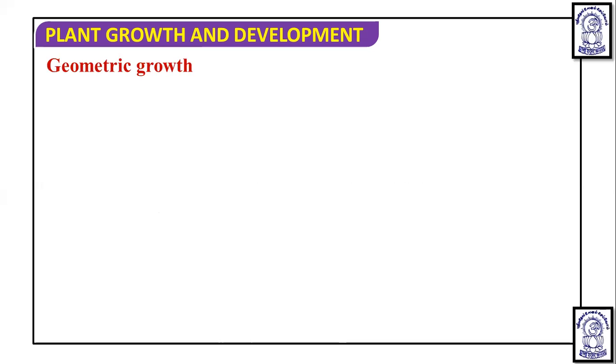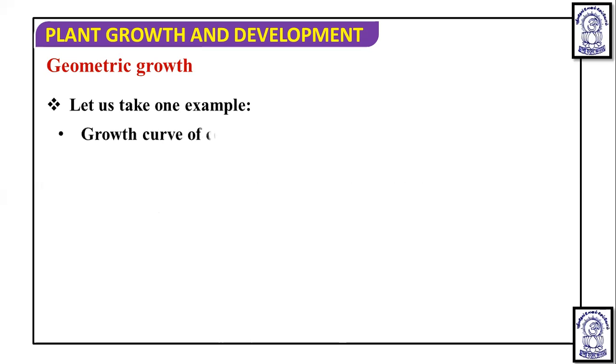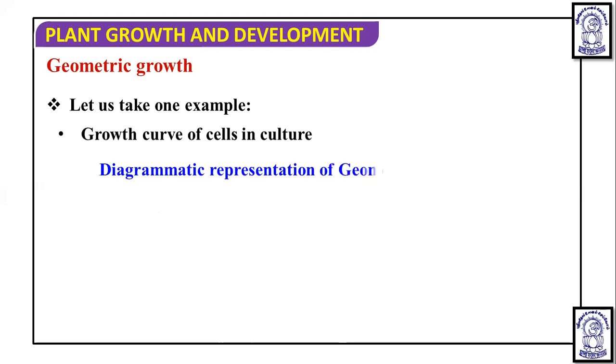Another type of growth is geometric growth. In geometric growth the cells undergo mitotic cell division and produce two daughter progeny, and both of the progeny cells following a mitotic cell division retain the ability to divide and continue to do so. So none is going to get mature. Let us take one example: growth curve of a cell in culture. A particular bacteria or fungus growing in a culture, then the increase in their cell number can be represented by geometric growth.